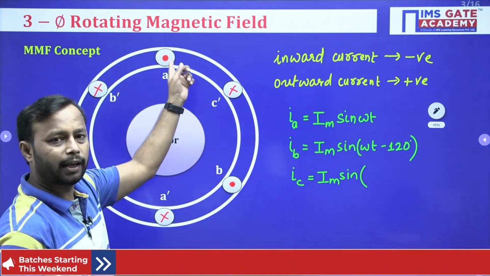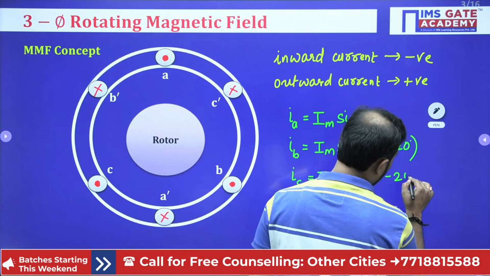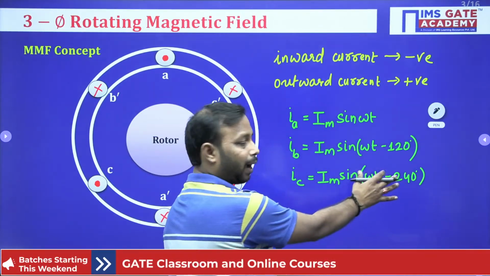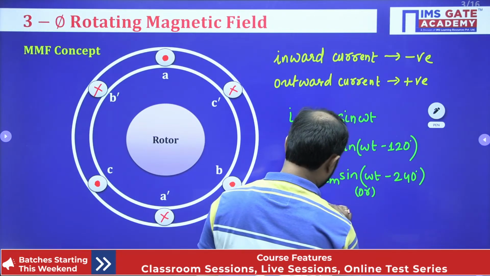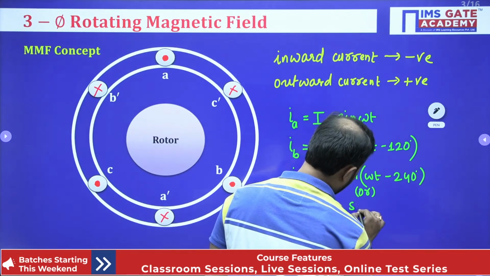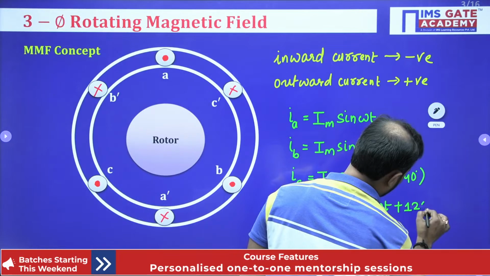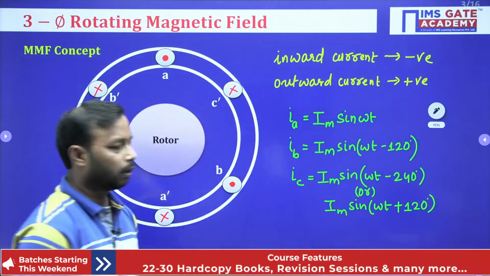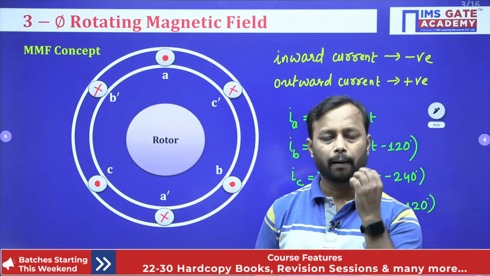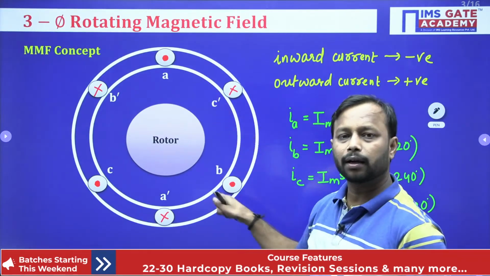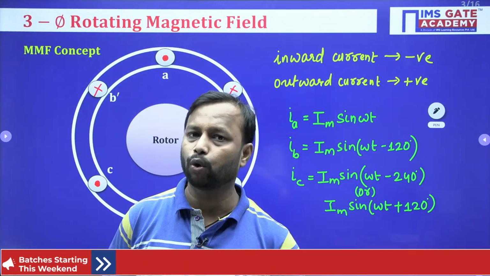So with respect to IA, it will be what? Minus 240, isn't it? Omega t minus 240 degree, or we can write minus 240 as plus 120 degree, or Im sin omega t plus 120 degree. Done. So please remember that for the proper production of the three-phase rotating magnetic field, the currents will have a phase displacement of 120 degree with respect to each other.